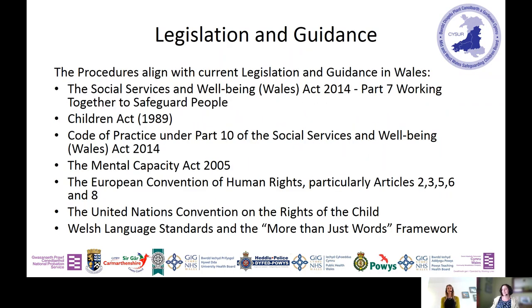Okay, so if I have a quick look at the legislation and guidance, I think it's always useful to have a bit of an overview of the current guidance. So these are the key things that anybody working with children should know about or know how to get access to. So the Social Services and Wellbeing Wales Act of 2014, in particular Part 7, Working Together to Safeguard People. There are still sections of the Children Act 1989 which are relevant, the Codes of Practice under Part 10 of the Social Services and Wellbeing Act, the Mental Capacity Act of 2005, the European Convention on Human Rights, particularly Articles 2, 3, 5, 6 and 8, the United Nations Convention on the Rights of the Child, and the Welsh Language Standards with the More Than Just Words framework.